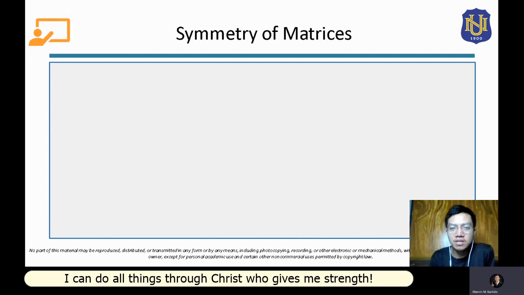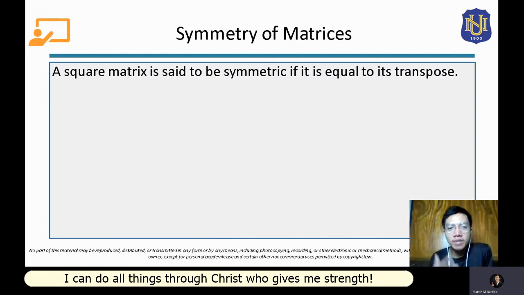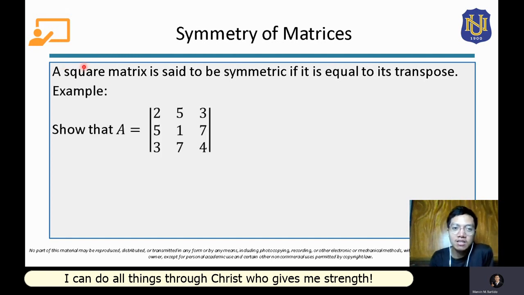So now let's talk about the symmetry of matrices. A square matrix is said to be symmetric if it is equal to its transpose. So symmetry on matrices can only be applied on square matrices. If the matrix is not a square, it cannot be symmetric. So again, it can only be applied to square matrices. It is said here that a square matrix is symmetric if it is equal to its transpose.